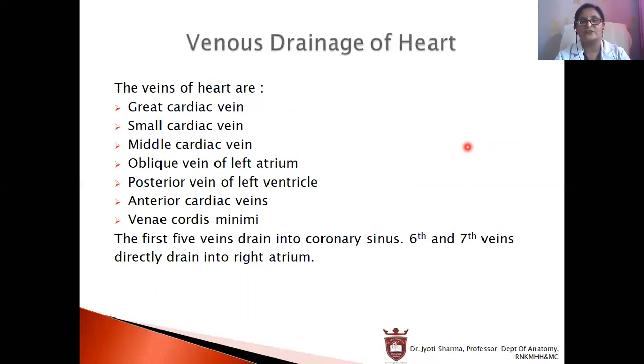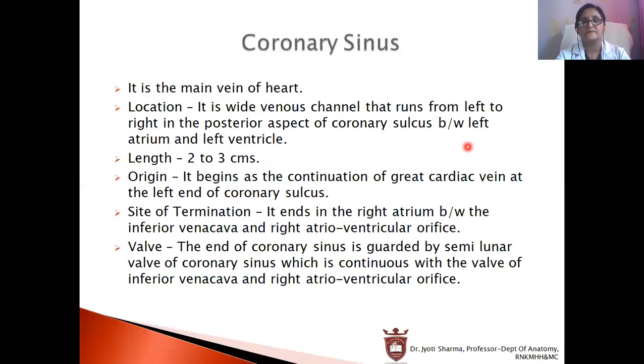Now we see the venous drainage of heart. The veins of heart are the great cardiac vein, the small cardiac vein, the middle cardiac vein, the oblique vein of left atrium, the posterior vein of left atrium, and the anterior cardiac vein. The first five veins drain into coronary sinus, and the sixth and seventh veins are directly drained into the right atrium.